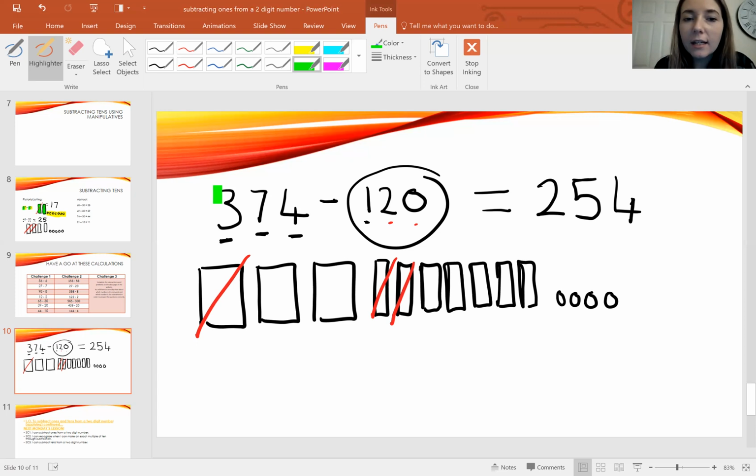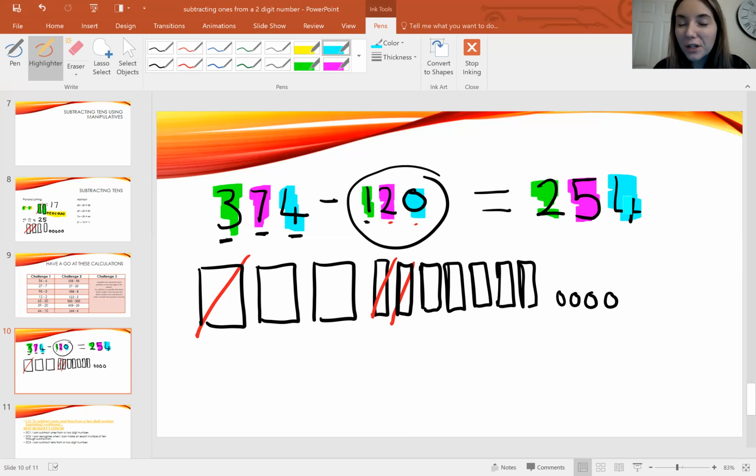Okay. Some of you might be able to use your abstract method by doing it in your head, because you can see that we're taking 100 away from 300, which gives us 200. You can see that we're taking 2 tens away from 7 tens, which gives us 5 tens. And you can see that we're taking 0 away from 4 ones. So we're still going to have our 4 ones. So if you can use that mental strategy, you can do it like that. That's great. Have a go at doing it like that.